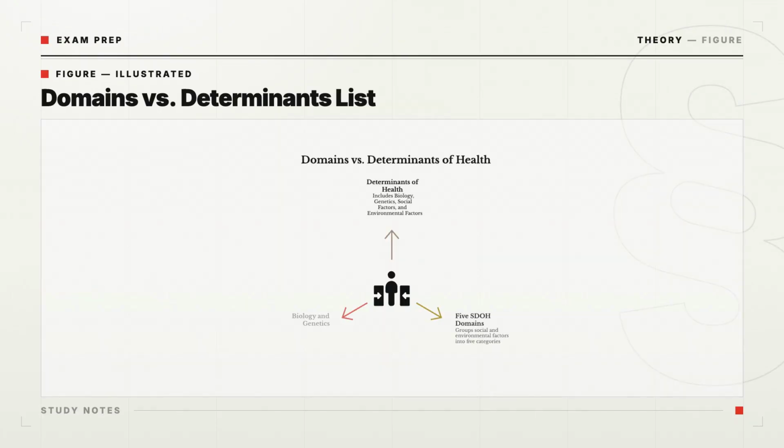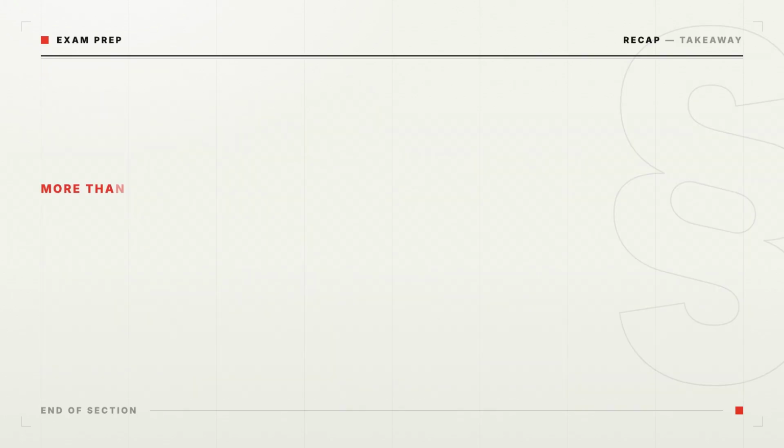These 5 domains are not a competing framework to the longer list of health determinants. That list includes biology and genetics, which isn't social at all, while the 5 domains group only the social and environmental factors for assessment and goal setting. Biology and genetics has no domain, and that absence is a feature, not an oversight.